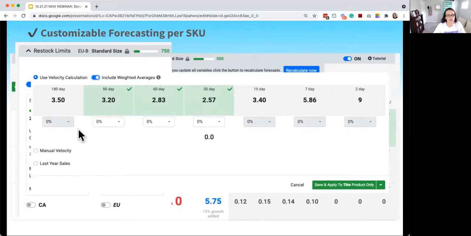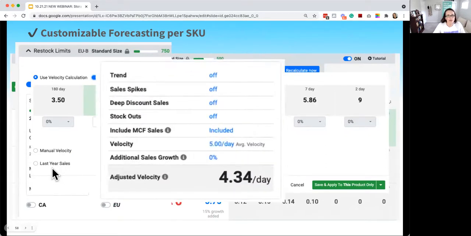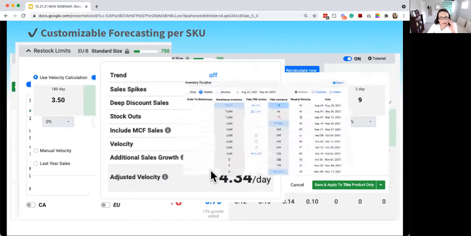You can do weighted averages, you can do adjusted velocity, manual velocity, last year's sales, trends, sales spikes, stock outs, including MCF sales as well. Any additional sales growth that you want to add for, say, PPC campaigns.